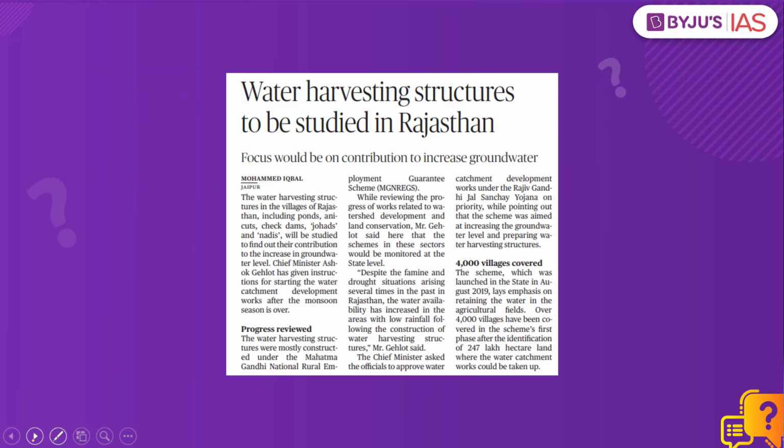What is the context? The Chief Minister of Rajasthan has given instructions to start water catchment development works in Rajasthan once the monsoon season is over. In relation to these works, studies will be carried out on rainwater harvesting structures in Rajasthan. The structures that would be studied will be anicuts, check dams, johads and nadis. Such structures help in rainwater harvesting and also recharging of the groundwater levels.